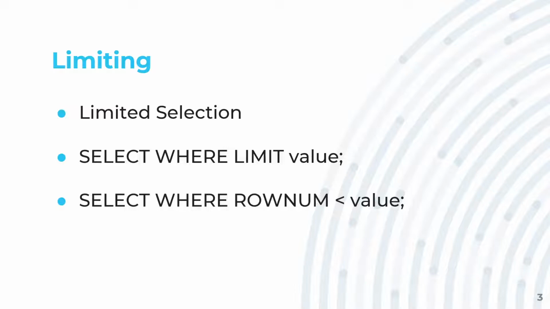The limit keyword is used to limit the selection. You can do this with a select statement, where, and then the limit keyword and then a value. There's also a row num keyword that is used in almost the exact same way. The syntax for that is select statement where row num keyword is less than a value. So let's look at some examples.